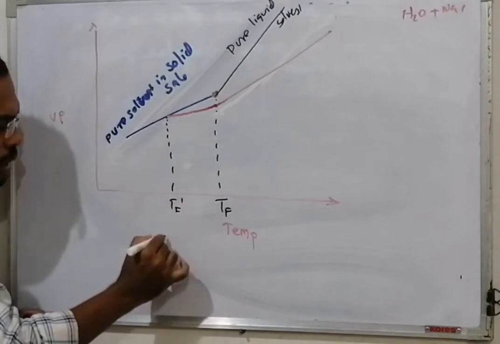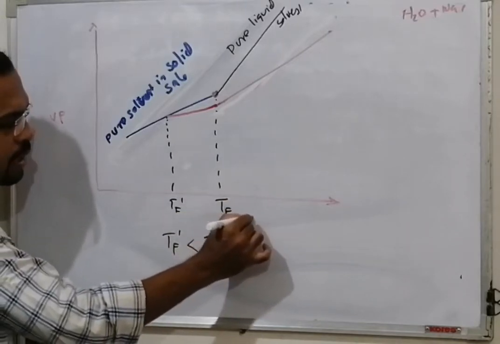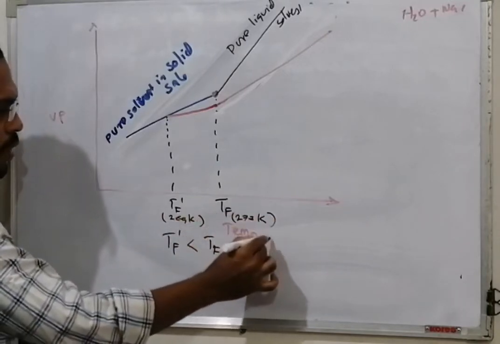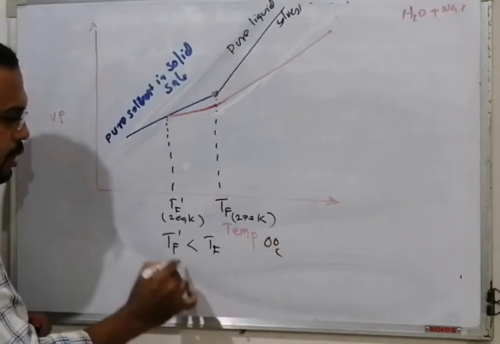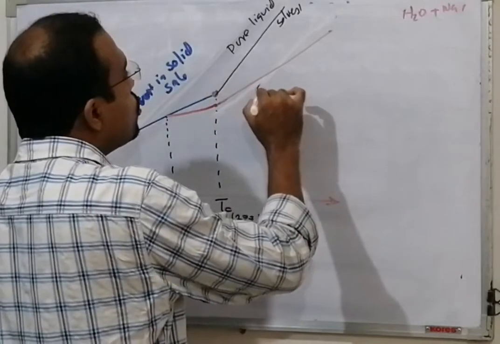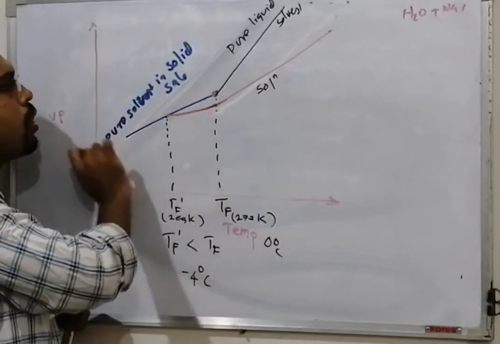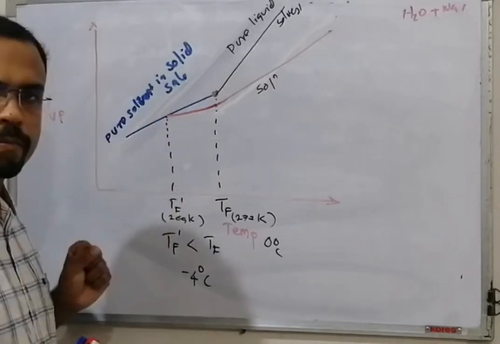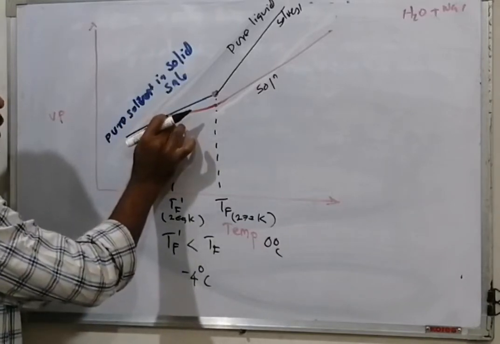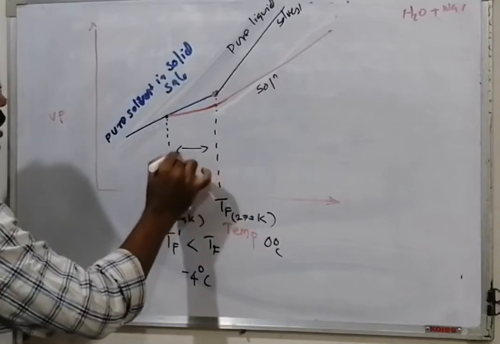Tf dash is less than Tf. Even at 0 degree centigrade, or suppose it is 273 Kelvin, I will tell you this is 269 Kelvin. In Kelvin. Even at 0 degree centigrade, it will be minus 4 degree centigrade. Therefore, this is the vapor pressure curve of the solution. That solution curve meets the pure solid solvent curve only at this temperature. This is the point where the solution and pure solvent, or ice, have the same vapor pressure. Therefore, this is the freezing point of that solution. And this is the delta Tf.